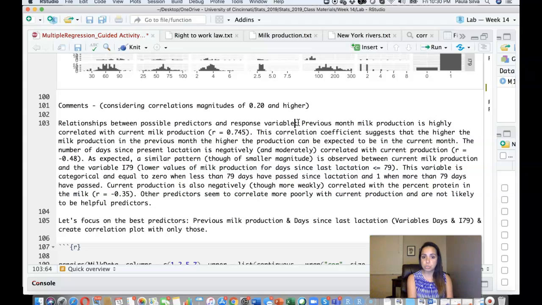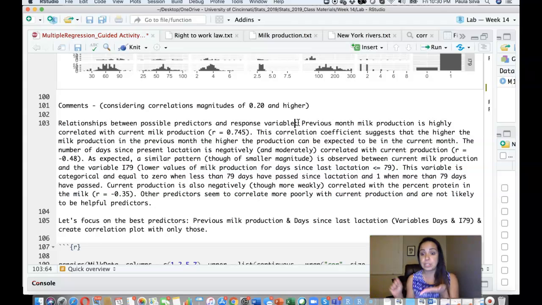Current production is also negatively, though more weakly, correlated with the percent protein in the milk. That's negative 0.35. Other predictors seem to correlate more poorly with current production and are not likely to be helpful predictors. At least not as helpful. So let's focus on the 2 best predictors, easy to measure, right?